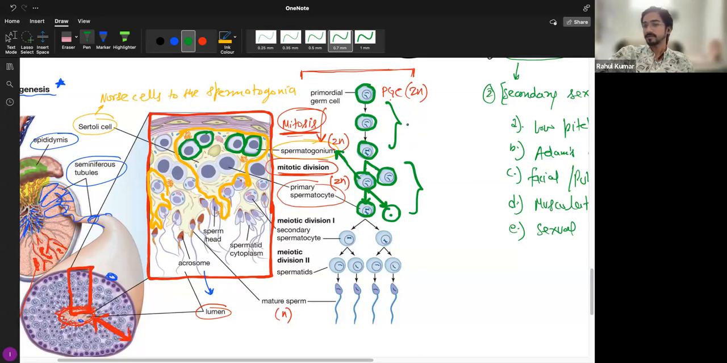Okay. Is that clear, Rabia? If the question is, from one spermatogonium, how many spermatocytes, then you will say 2. Okay, now let's move forward.